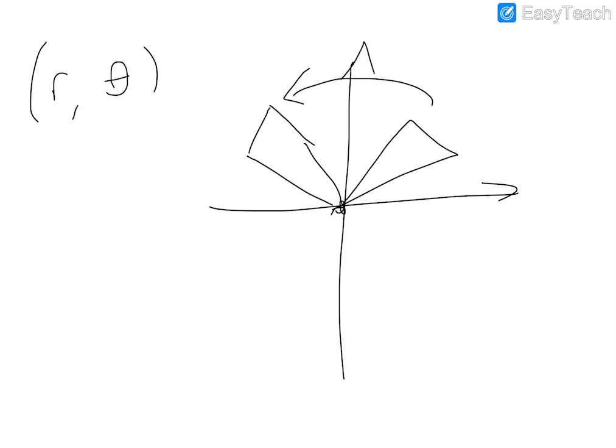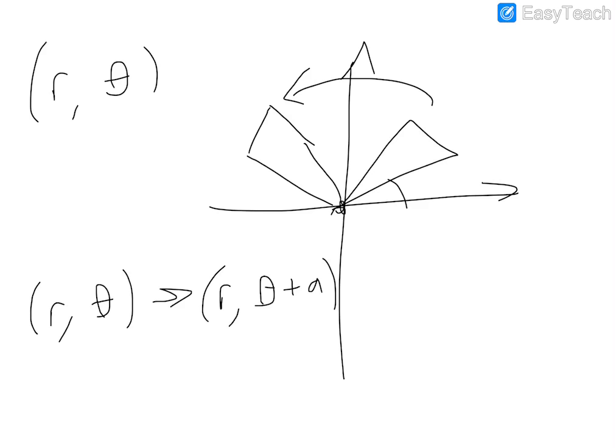So also you have to note which direction is rotating. Usually we say that counterclockwise is positive because the angle is getting bigger. So then using mapping notation, it would be something like (r, theta) turns into (r, theta plus a), where a is like the rotation angle.